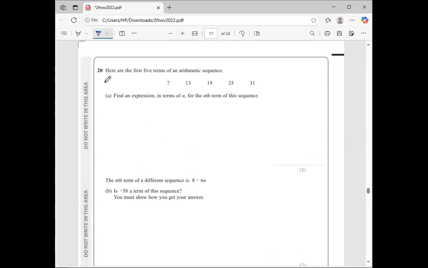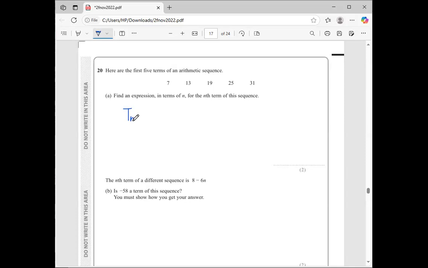Okay. Here are the first 5 terms of an arithmetic sequence. You are lucky in this kind of question. You are even told ahead of time that it's an arithmetic sequence, in terms of n for the nth term of this sequence. Okay, so here we go again. I always tell you, if they didn't tell you that it's an arithmetic sequence, you have to establish that it's an arithmetic sequence.